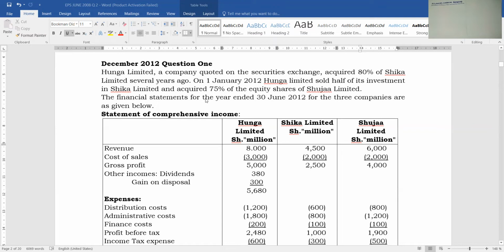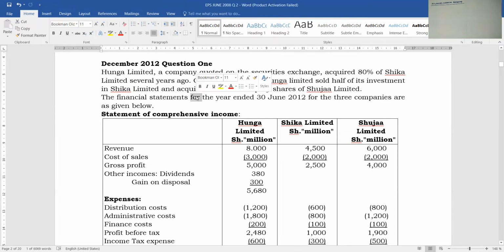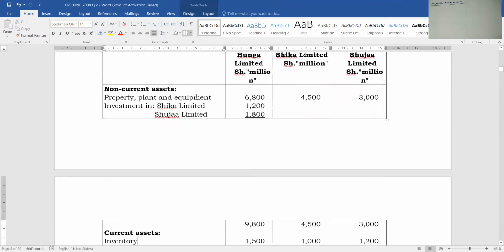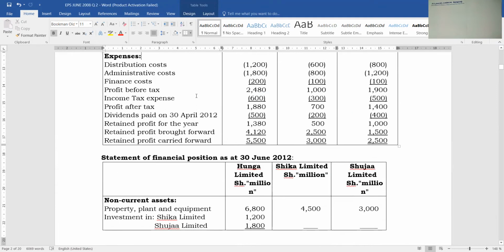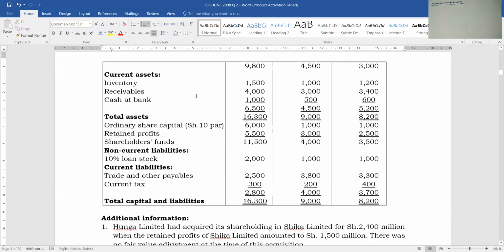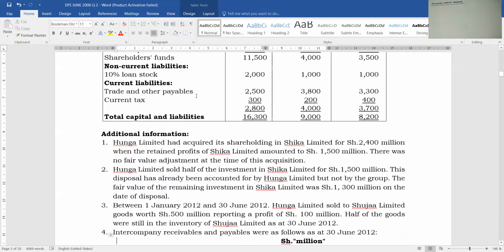And it acquired 75% of Shujaa. Which means that again, Hunga acquired another subsidiary called Shujaa. So the financial statements for the year ended 30th June 2012 for the three companies are given below. So you are given the relevant statements. You are given a statement of comprehensive income. We don't have to waste time reading that, because you know the items of an income statement. The same thing with items of the statement of financial position as provided. So the main purpose here is all about understanding the additional information.